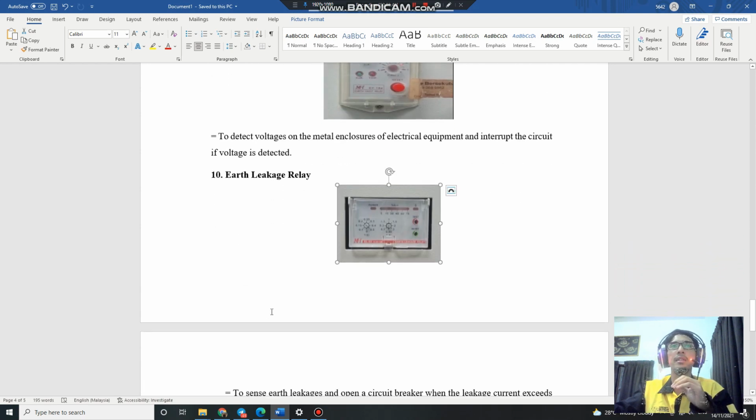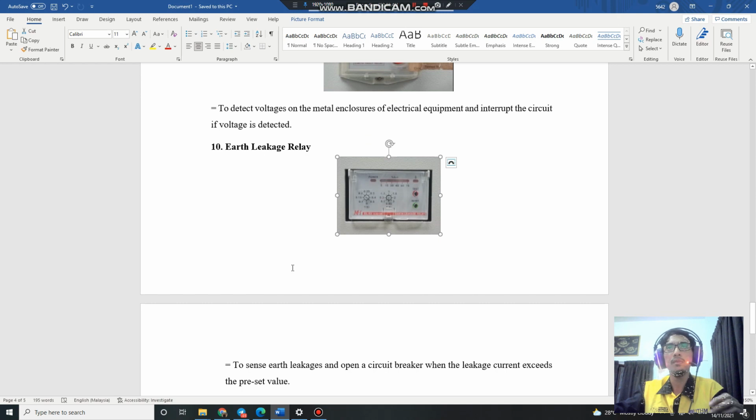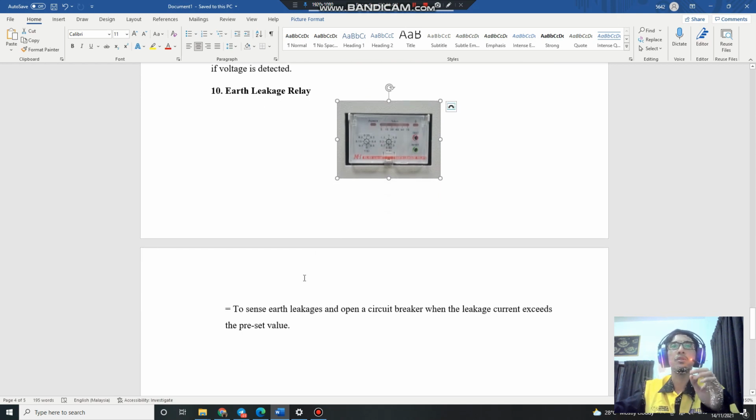And then lastly, the leakage relay. It senses a leakage and opens the circuit breaker when the leakage current exceeds the preset value. That's all for the components on the switchboard panel. That's all from me. Thank you.